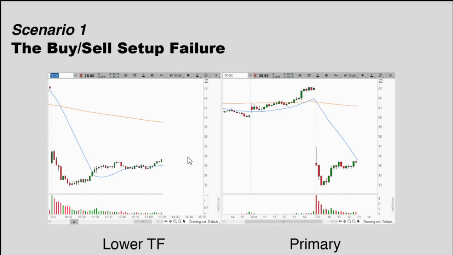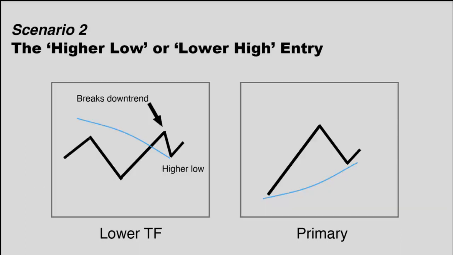So it would have never triggered for us, right? So it kept us out of trouble. So that's one scenario, is to wait for a buy or sell setup failure on that conflicting time frame. Okay. Now the second scenario is the higher low or lower high entry.